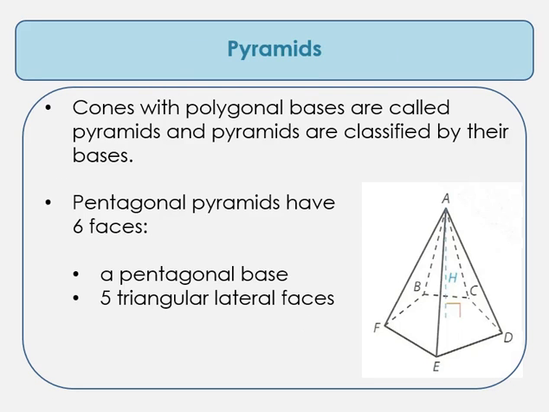So, pyramids. Pyramids are cones with polygonal bases, and they're classified by those bases. So this pyramid would be a pentagonal pyramid because it has a pentagon as its base. And it will have a face attached to each side, which means it has 5 lateral faces and 1 base for a total of 6 faces. Each one of those lateral faces is a triangle, and all of those triangles are congruent.